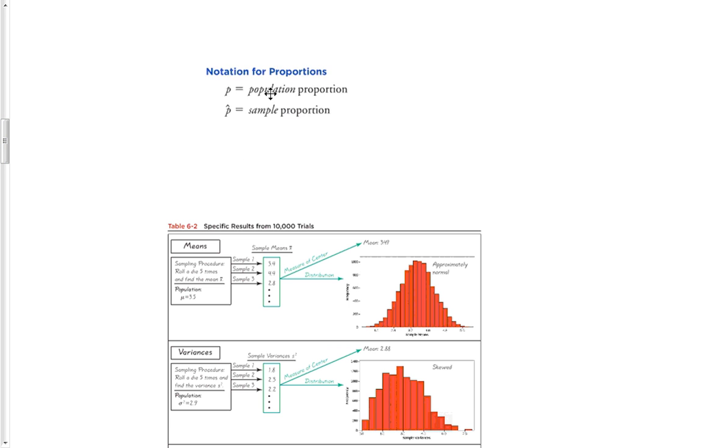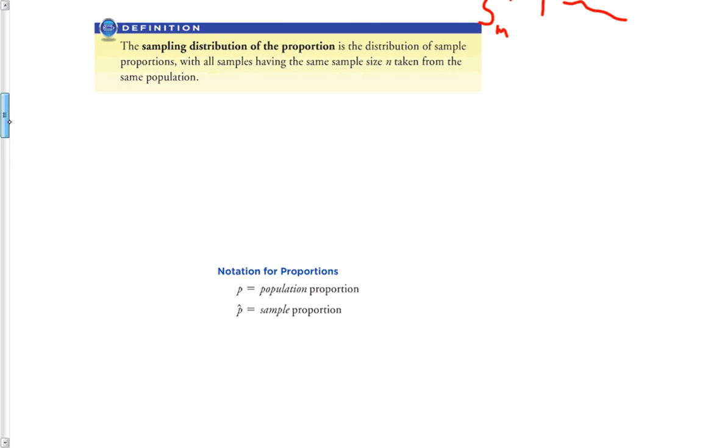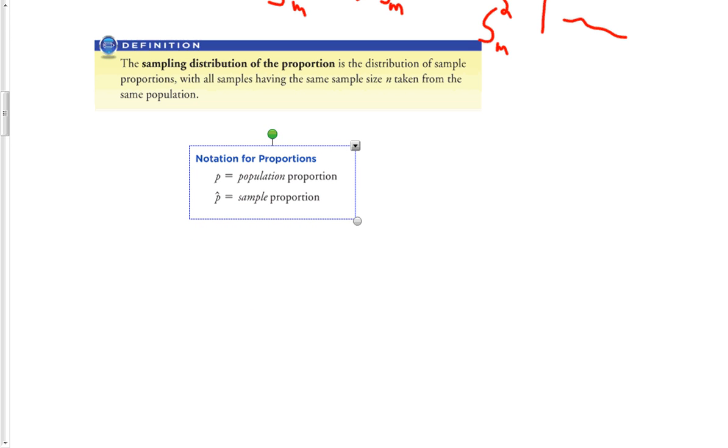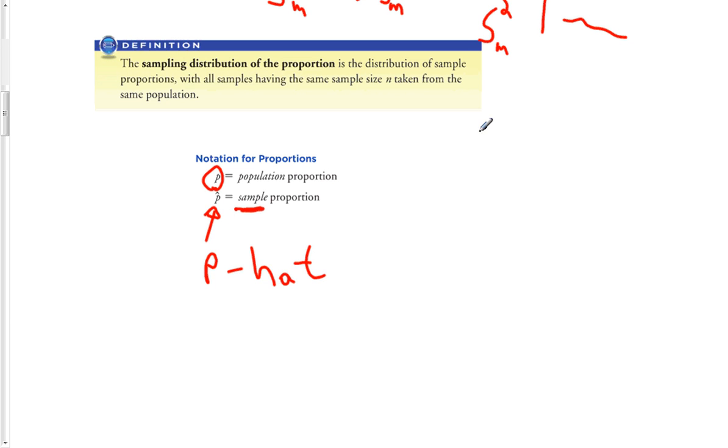When we talk about the population proportion, we're just going to call that p. But when we talk about the sample proportion, we're going to put this little symbol over the p, and we're going to call that p hat. So we're going to call this symbol p hat. All right, so now we have a couple weird symbols. Remember, we call this one x bar. And now we have also a p hat.